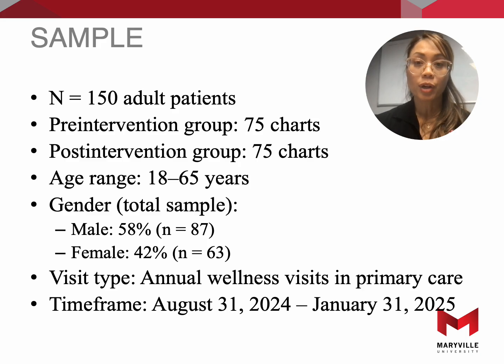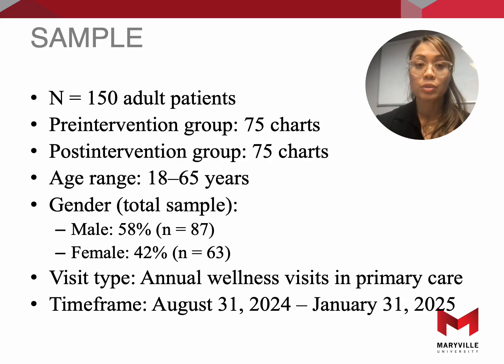The sample for this project consisted of 150 adult patients seen for annual wellness visits in a primary care clinic. 75 charts were reviewed from the pre-intervention period and 75 from the post-intervention period. Patients ranged in age from 18 to 65 years. Overall, the sample was 58% male, which was 87 patients, and 42% female, 63 patients.